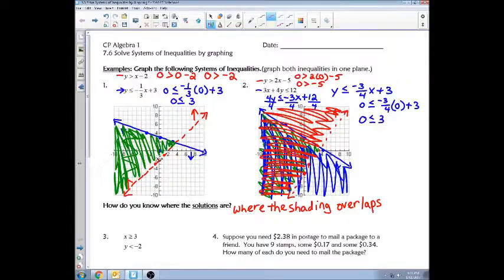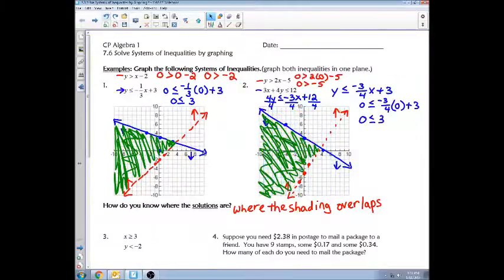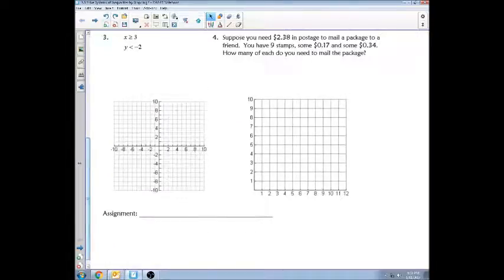So now where our solution would be is where our shading overlaps, which is the green area that I shaded earlier. If I can go ahead and get rid of the shading of the red and the shading of the blue, you'll see that our green area is the area where our two shadings would have overlapped, and that is our solution set. On to example 3.